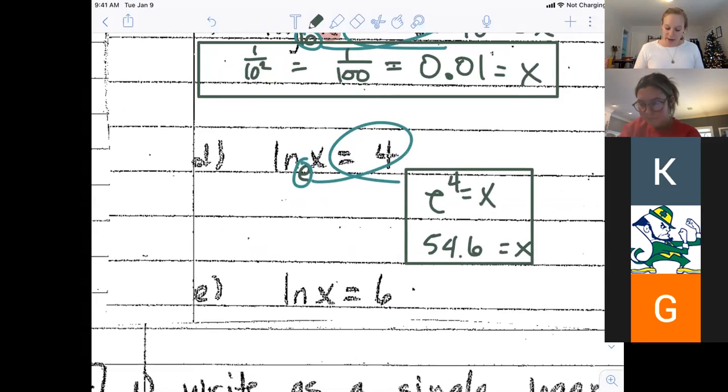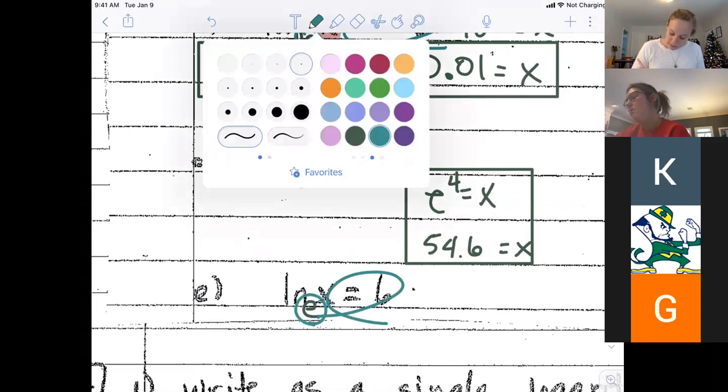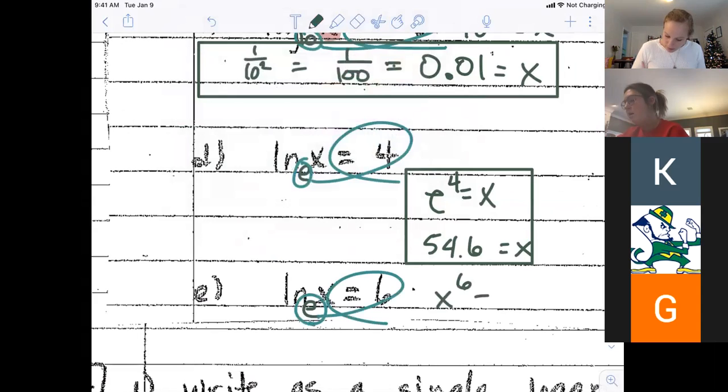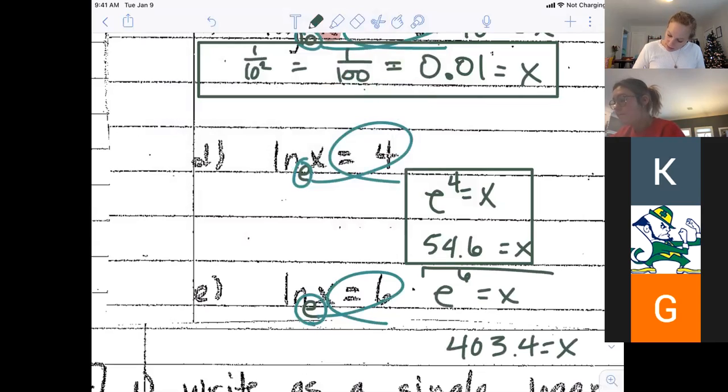Next one, exact same idea. ln means base e. e raised to the 6 equals x. There we go, e to the 6 equals x. Again, leave it like that or plug it in. e to the 6 in the calculator is 403.4 equals x.